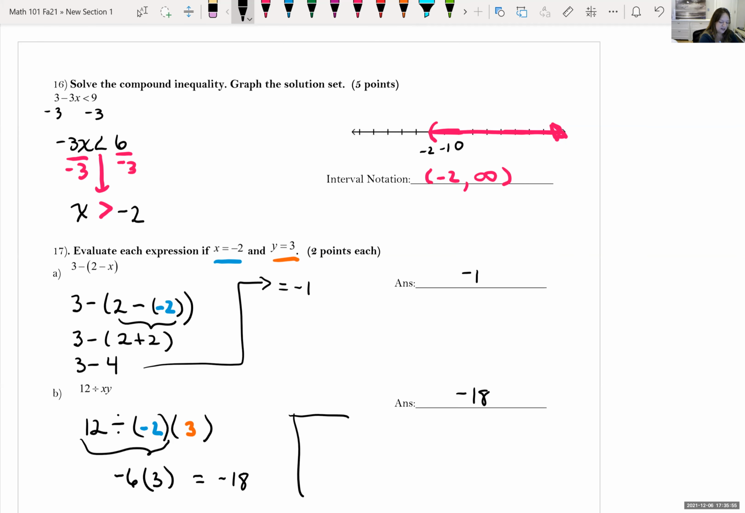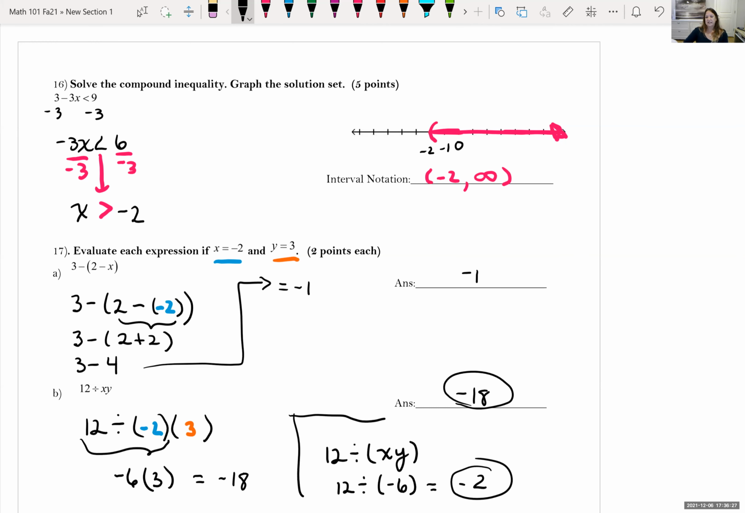If we had wanted it to be where we were dividing by that product of xy, it would have been written a little differently. It would have been 12 divided by parentheses xy. Then we would know we first multiply our x times our y, and then we'll divide it into 12. So that would have been 12 divided by -2 times 3 is -6. And 12 divided by -6 is -2. So order of operations is really important. You can see the difference there. Multiply and divide in the order it appears, left to right.